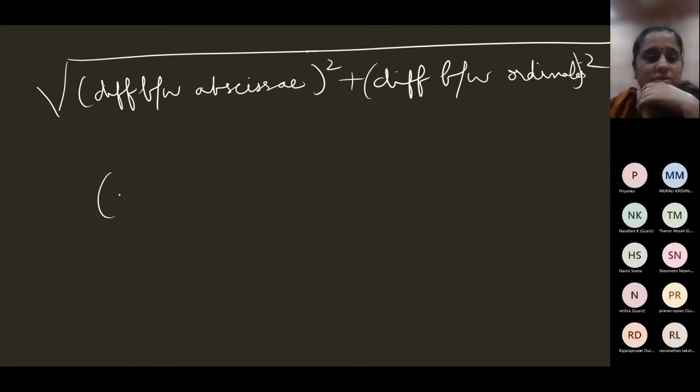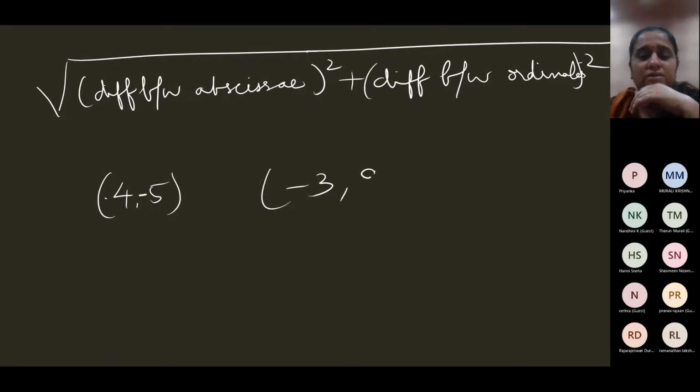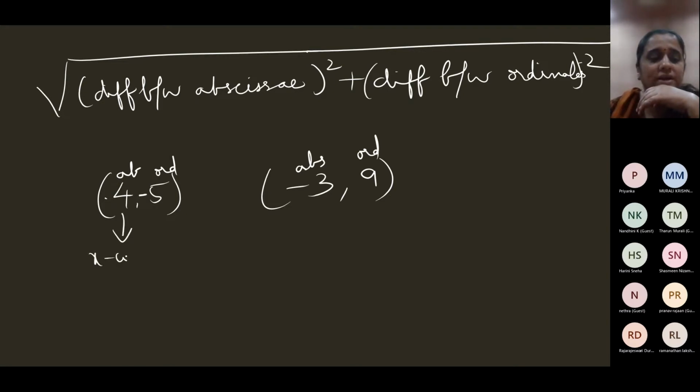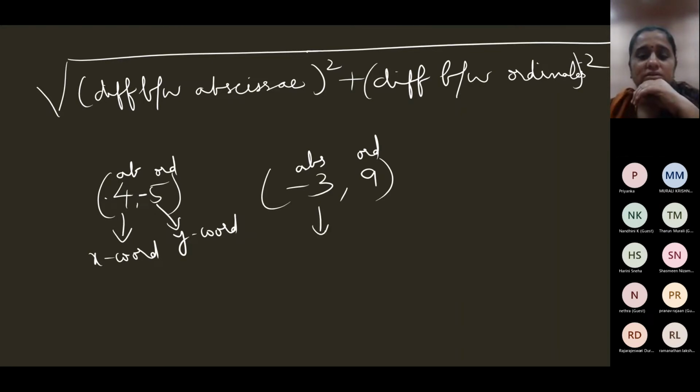See here, when you say (4, 5) and (minus 3, 9), there's a minus here. So this is the abscissa, this is the ordinate. This is the abscissa, this is the ordinate. That is the x coordinate. The x coordinate is called the abscissa, and the y coordinate is called the ordinate.